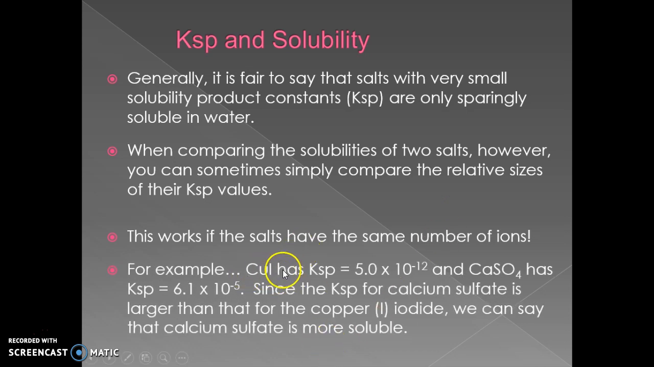So for example, CuI has a Ksp of 5.0 times 10 to the negative 12. When this dissolves in water, what do I get? I get 2 ions. Calcium sulfate has a Ksp of 6.1 times 10 to the minus 5th. Again, I get 2 ions when I put this in water. So the fact that each of them gives me 2 ions means that I can compare these Ksp values directly, and I can say that the calcium sulfate is much more soluble than the copper iodide.